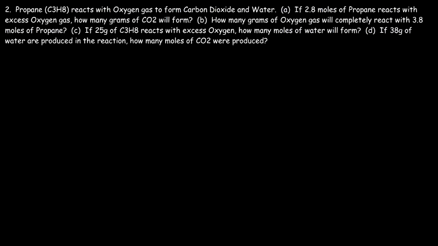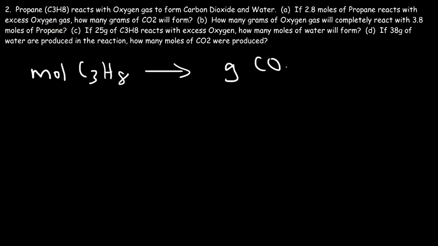Number 2, propane reacts with oxygen gas to form carbon dioxide and water. Part A. If 2.8 moles of propane reacts with excess oxygen gas, how many grams of CO2 will form? So let's write down what we need to do. We're given the moles of propane, C3H8, and we need to convert it to the grams of carbon dioxide. So basically, we have the moles of substance A, and we want to convert it to the grams of substance B.